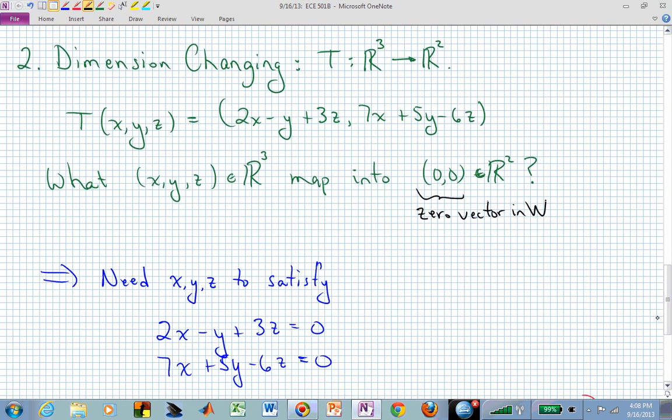Another example of where this null space might happen is if we were doing a linear transformation or a linear map from one vector space, in this case, three-dimensional space, R3, down into a two-dimensional space. And let's just say that that mapping is defined by this relationship between the three coordinates x, y, and z in R3 into, let's say, coordinate 1 and coordinate 2 in this two-dimensional space, R2. This now changes the dimension.